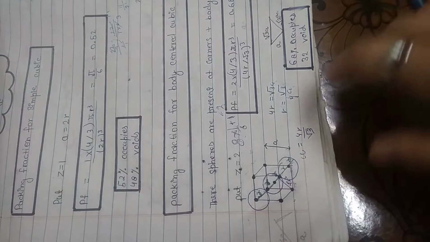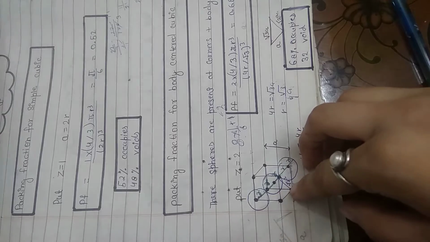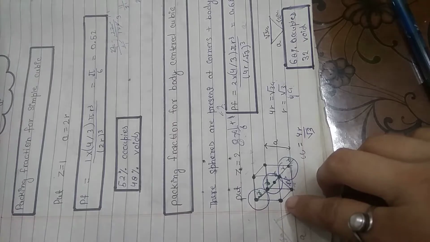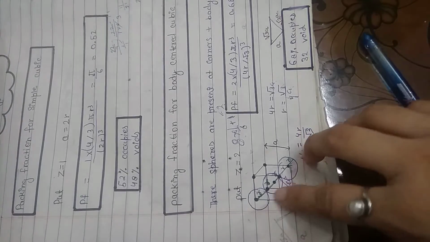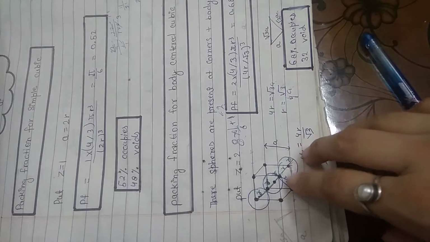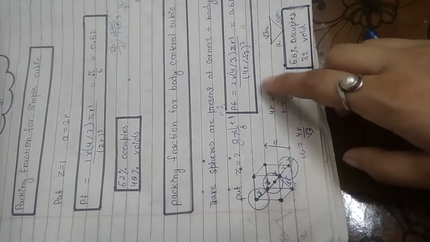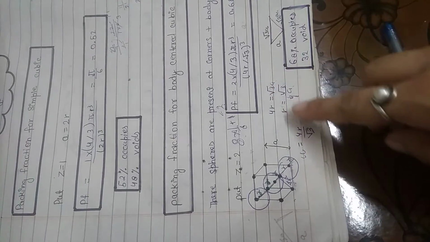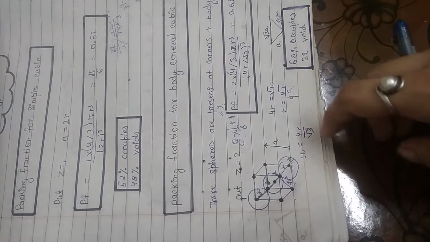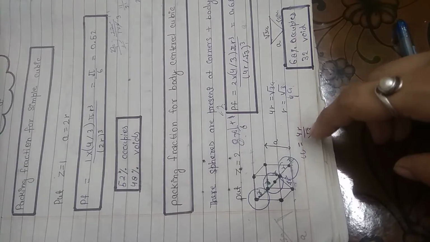We learned this. So here we know it is a, and it is a, according to the Pythagoras theorem. So it becomes under root 3a according to the Pythagoras theorem. So 4r is equal to under root 3a. So we will find r is equal to under root 3 upon 4a, and the packing fraction becomes 4 upon 3 pi, under root 3 upon 4r, whole.